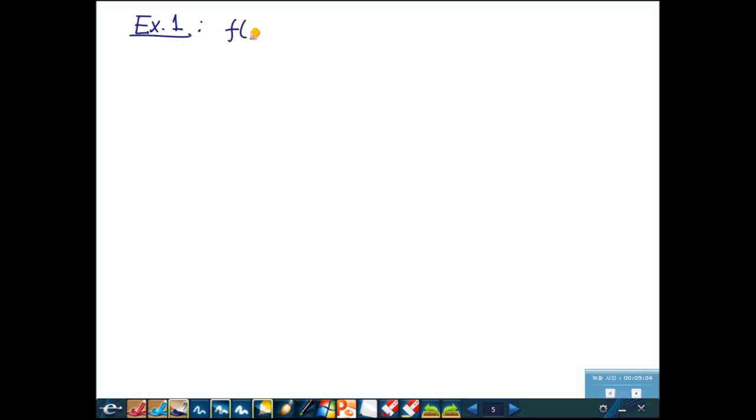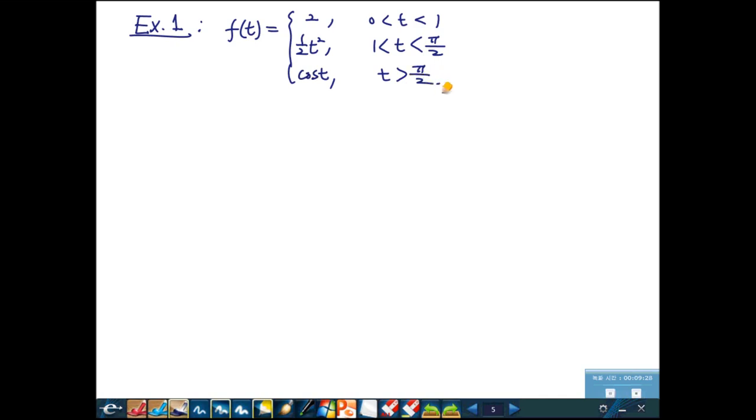The function is getting harder. It's kind of complicated in this way. It is t for t less than 1, 1/2 t squared for 1 to pi over 2, and cosine t for t greater than pi over 2. Wow, it's much harder, right? Harder than the previous one. So it's a more complicated function, but still piecewise. Naturally, we have to use the second shifting theorem, right?